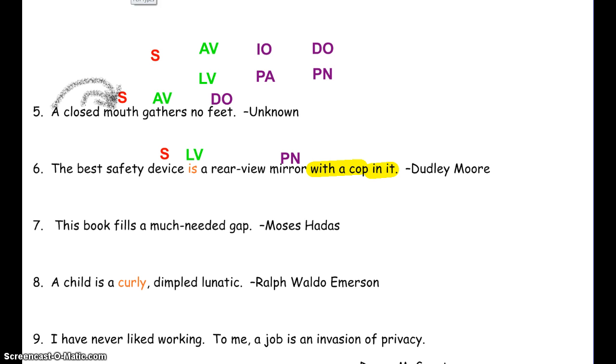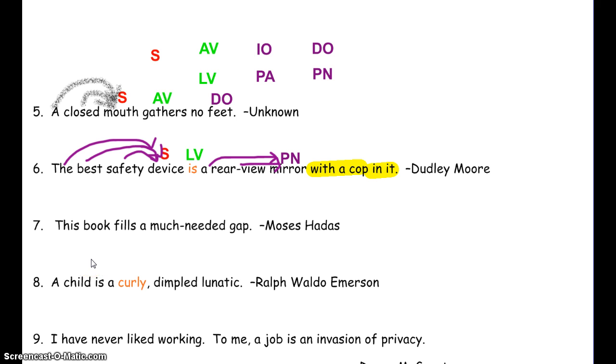Now I want to go back and try to label my adjectives. Any words that describe the device. What kind of device is it? A safety device. The best device. The device. Any words that describe the mirror. What kind of mirror is it? A rear view. Oops. Mirror. A mirror.